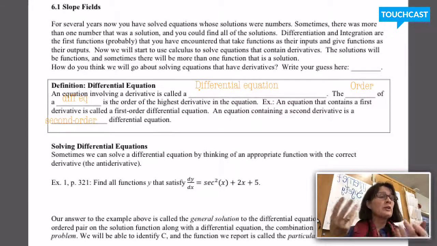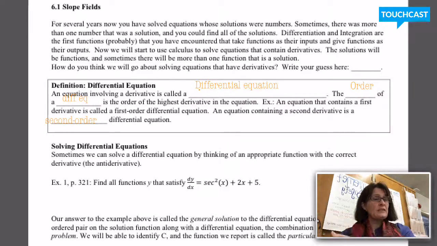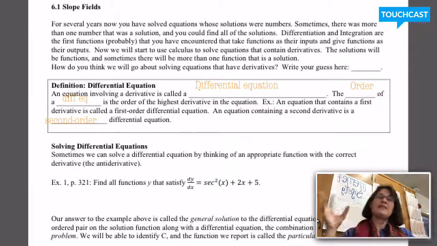And what's going on here? Well, we've learned this year about two new operations that take functions as inputs and give functions as outputs. So think of the derivative. I can take the derivative of a function, and the result is another function. Whereas every other operation I've learned about before calculus, I could take the cosine of a number, and I get a number out. Or I could square a number, and I get a number out. So differentiation and integration are two new kinds of functions that take functions as inputs and give functions as outputs. So we will be solving equations that contain derivatives.